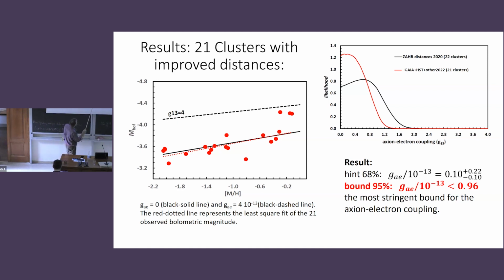This was a work we published in 2020 in Astronomy and Astrophysics. And now, thanks to the improved distances from the parallaxes obtained with the Gaia astrometric satellite, we get a better reproduction. The red line represents the new likelihood, and this is the present bound that we get at 95% confidence level. We can exclude couplings larger than essentially 1 × 10⁻³.